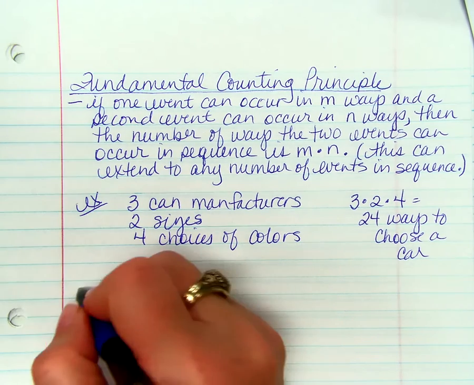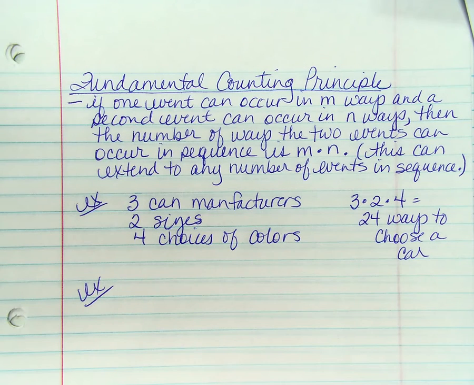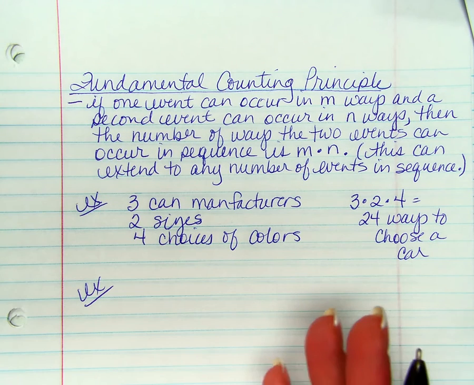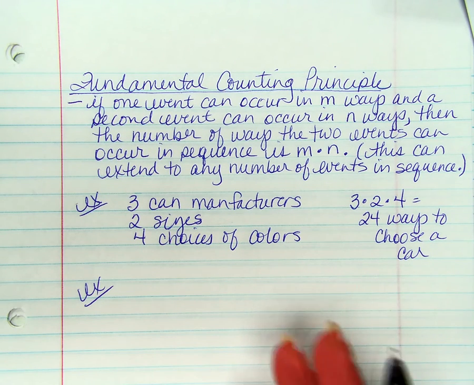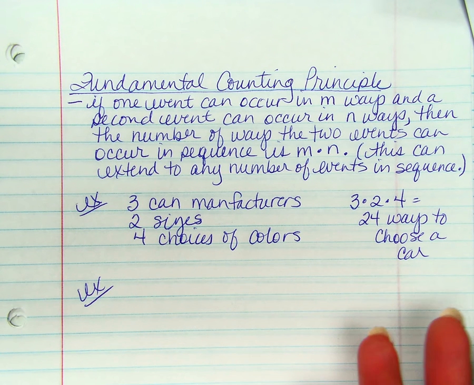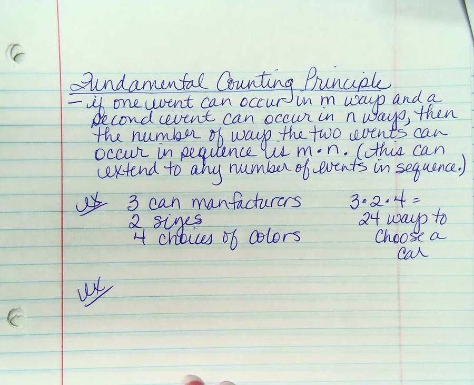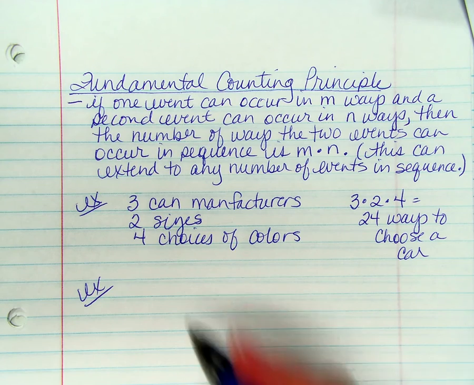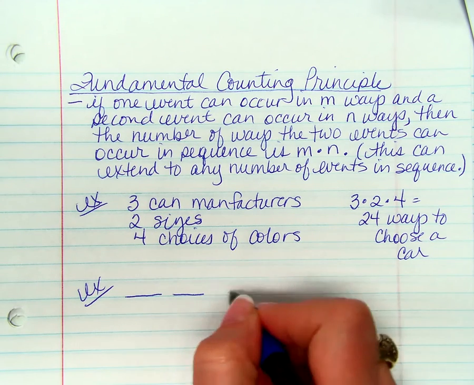Another example. I need to create an access code. Do you ever have to do that? Oh, like for your phone? Yeah, you do, right? Or have you ever gone on vacation and in your hotel room there was a safe? You can create your own access code for that. Okay. I want to create an access code.